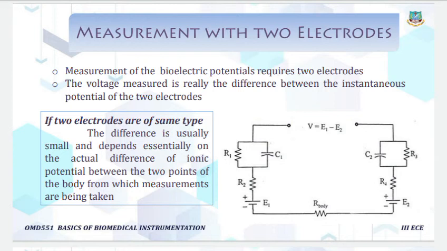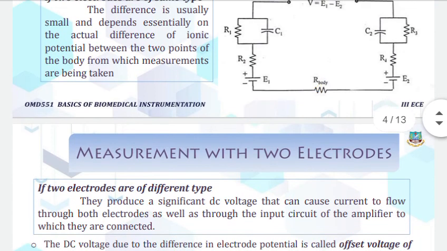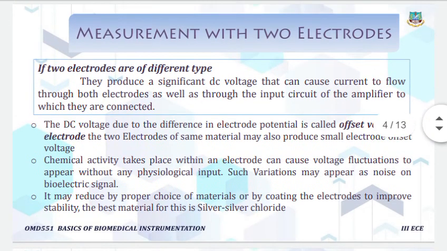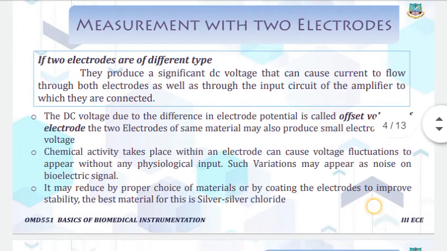So what happens if we use two electrodes of the same type? The difference is usually small, and it depends essentially on the actual difference of the ionic potential between the two points of the body from which the measurements are being taken. Continuing, in the last point we learned about two electrodes of the same type. So what happens if the two electrodes are of different types? Can anyone say what happens?